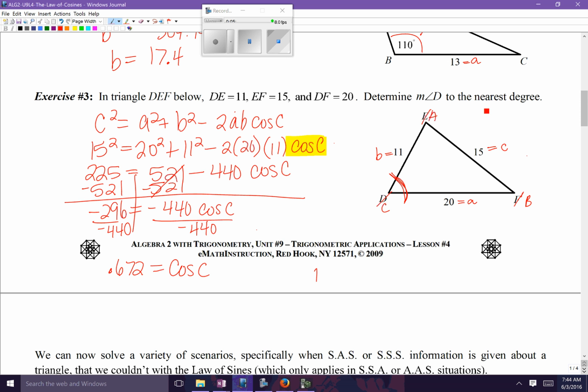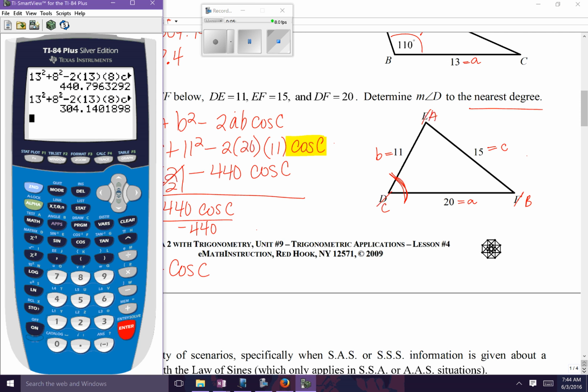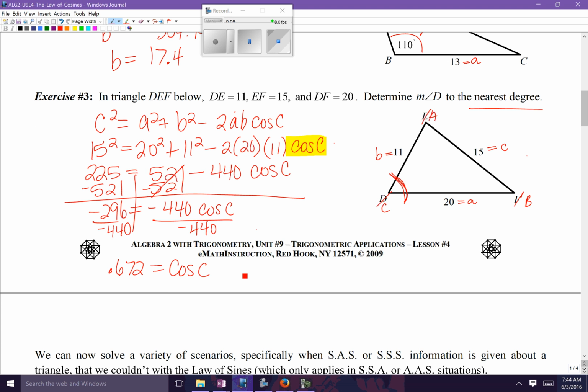So again, go back and read. It says to the nearest degree. Well, this doesn't look like a degree measurement, and C isn't all by itself. So if you remember, in your graphing calculator, you're going to hit the second key and then the cosine key to turn that 0.672 into a degree measurement. So I get 47.778, and so on. They wanted it to the nearest degree, so 47.7 actually rounds up to 48 degrees. And we're going to write the measurement of angle D, because that's what they asked us to solve for, is 48 degrees.